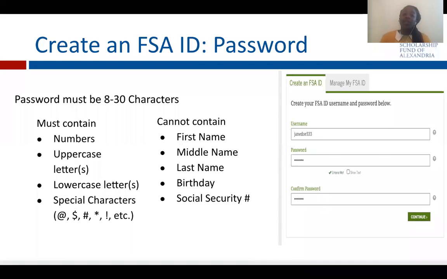So the next step is creating an FSA ID password. Your password must be between 8 to 30 characters. For your password, it must contain a combination of numbers, uppercase letters, lowercase letters, and special characters. It cannot contain your first, middle, or last name, your birth date, or your social security number.